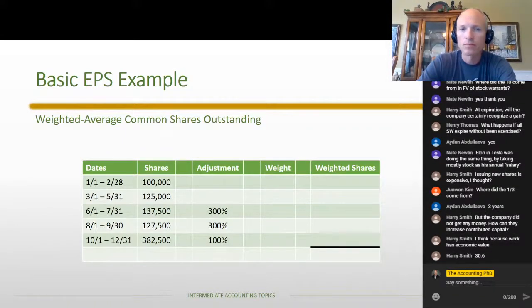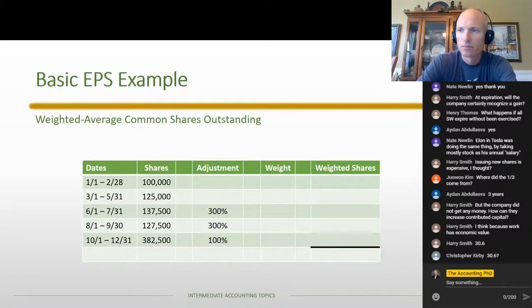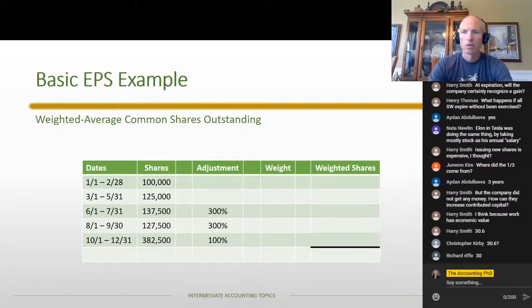30.6. Let's see if anybody else chimes in. Harry's still hanging in there. The other one says 30.6. Okay, let me walk you through it. Richard says 30.